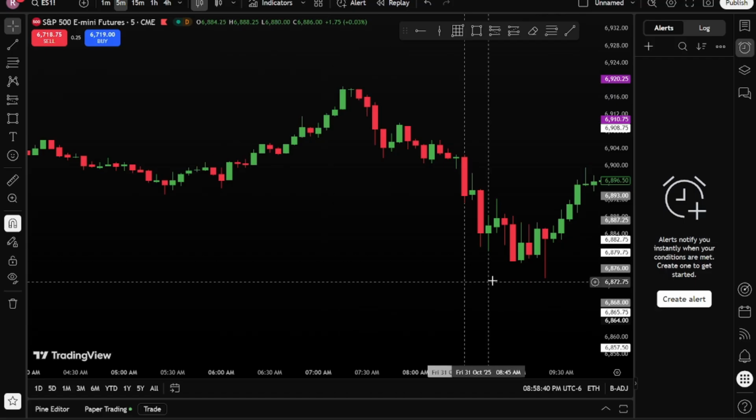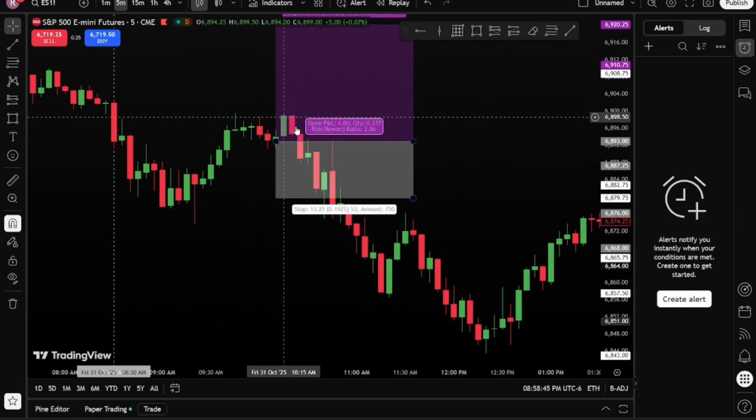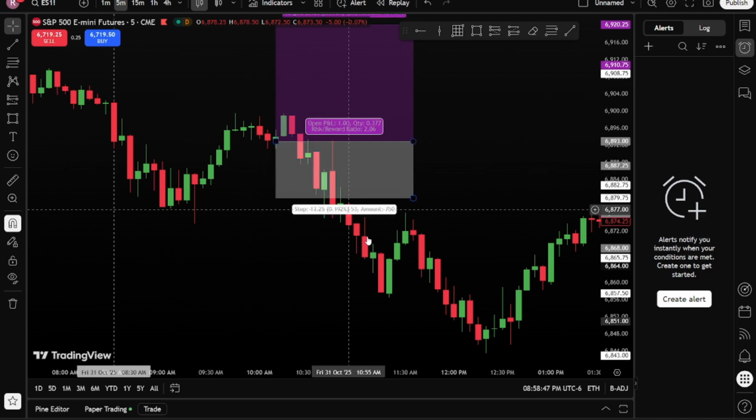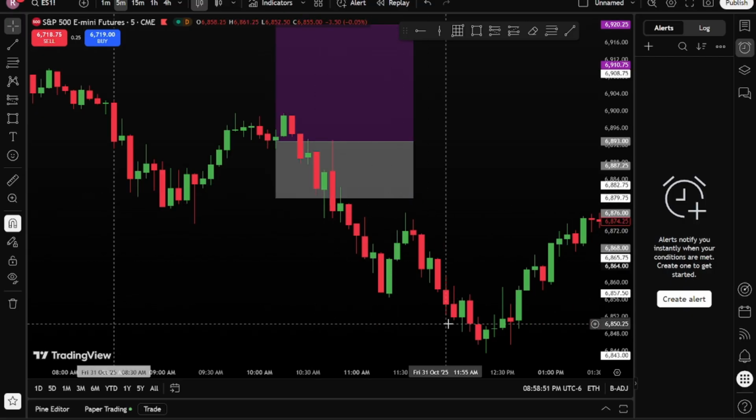And whenever I started realizing that the breaker blocks are what go against order flow, that's what really made them click for me and helped me differentiate them.